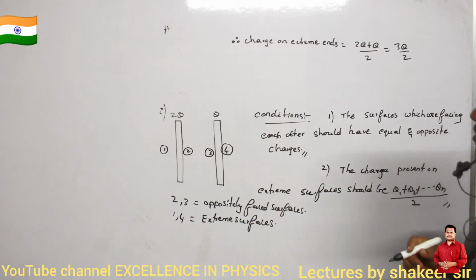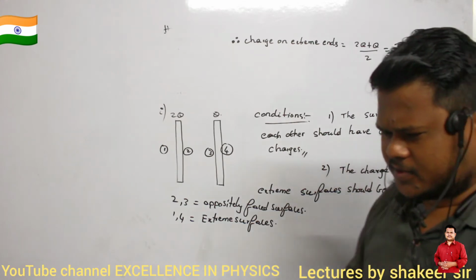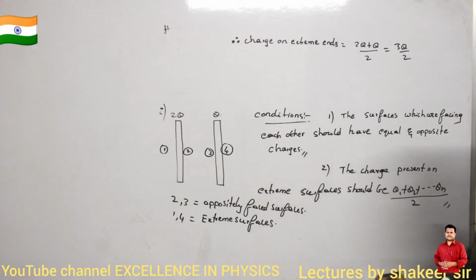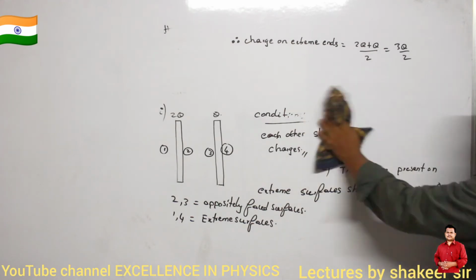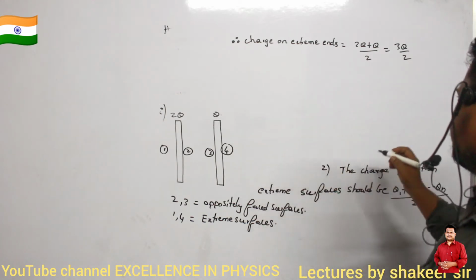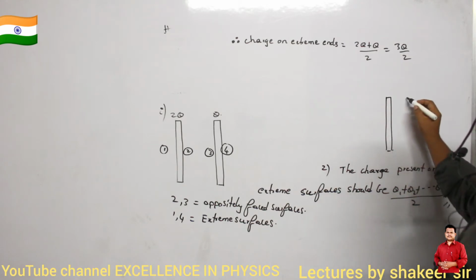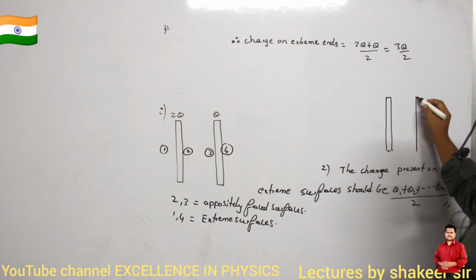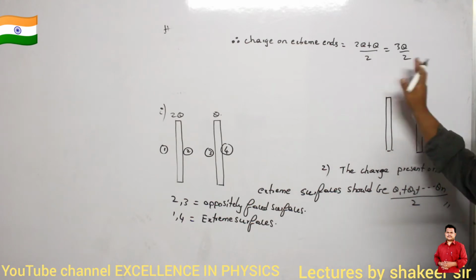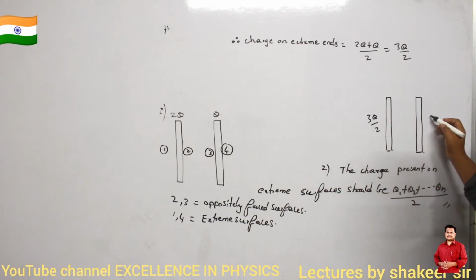Now let us see how I can distribute the charges. Did you make a note of these 2 points? I am going to rub them. So let us take these 2 plates. This is our first plate, and this is our second plate. What is the charge present on the extreme ends? Here it should be 3q divided by 2, and here also it should be 3q divided by 2.